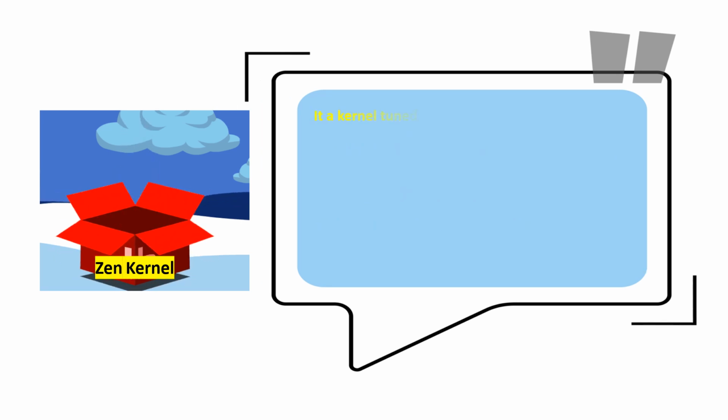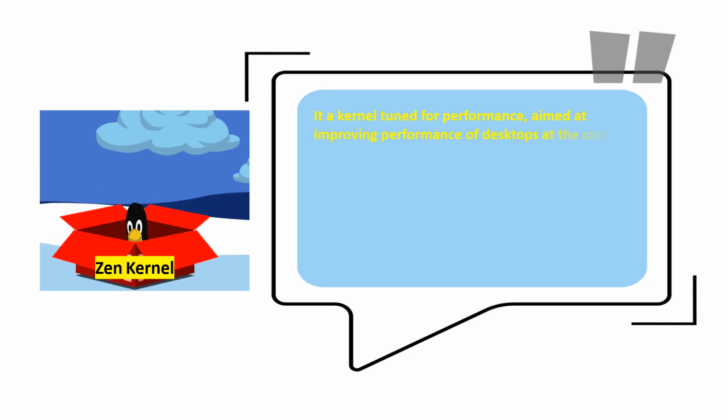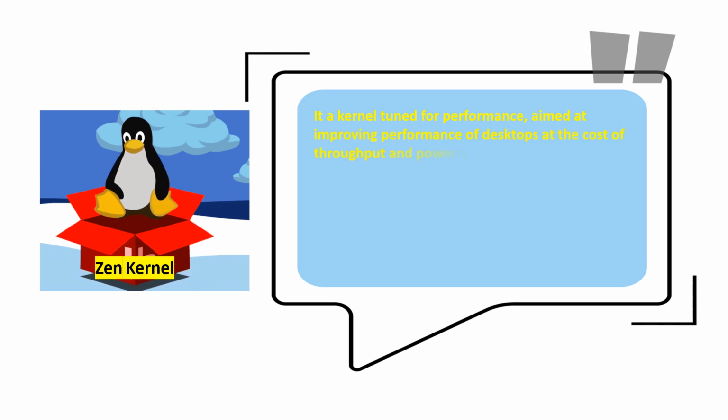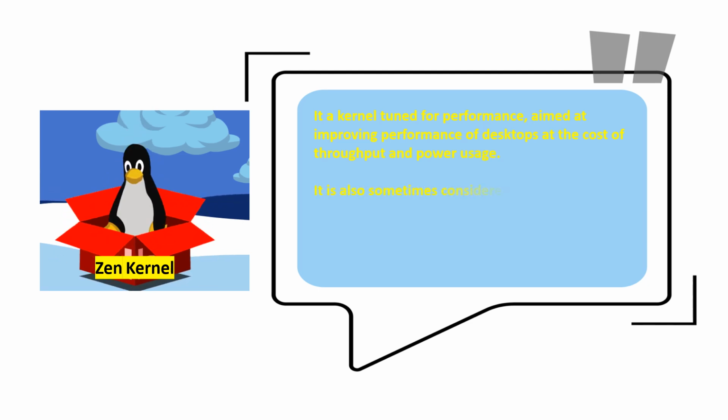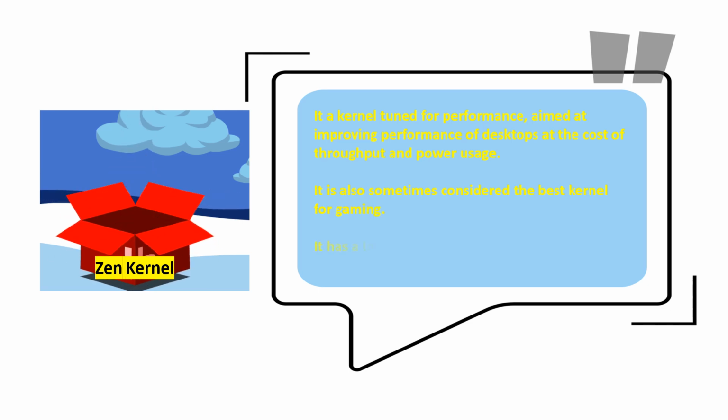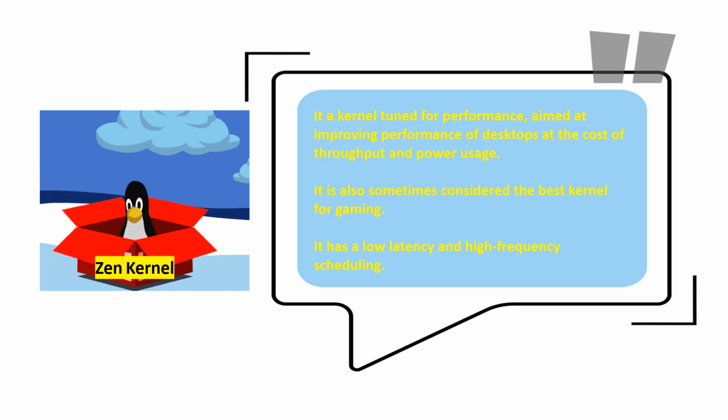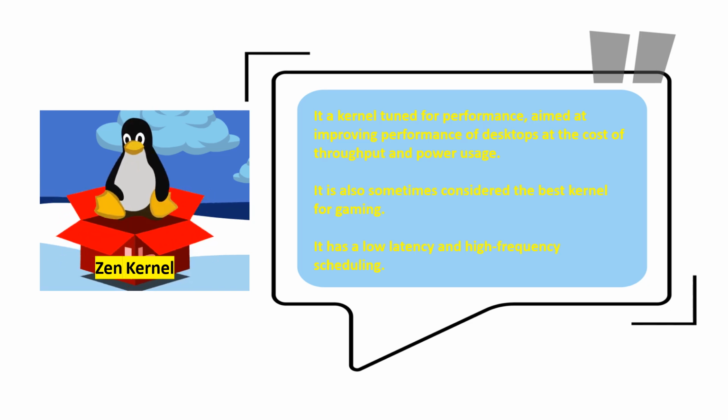And the last type of kernel is the Zen kernel, and this is a kernel tuned for performance, aimed at improving performance of desktops at the cost of throughput and power usage. And this is also sometimes considered the best kernel for gaming, and it has low latency and high frequency scheduling. So this is about the Zen kernel.